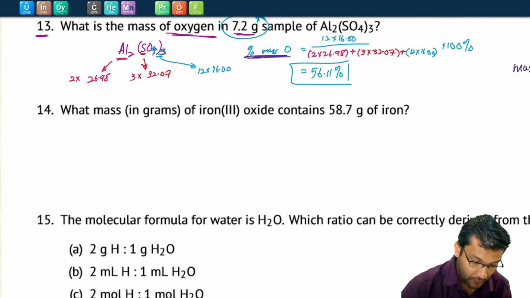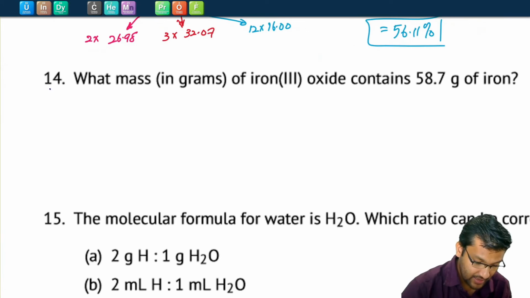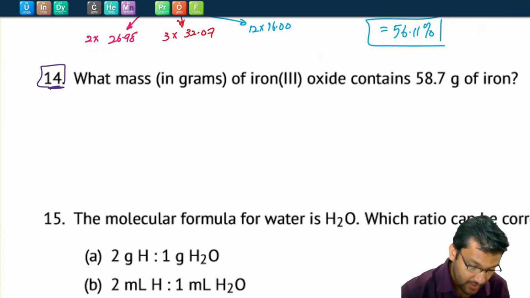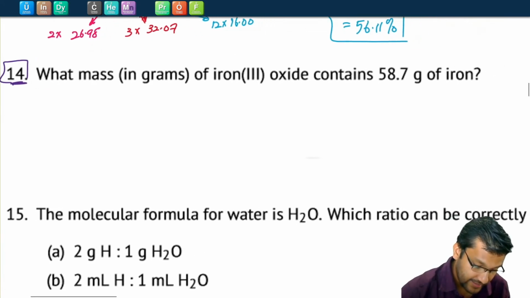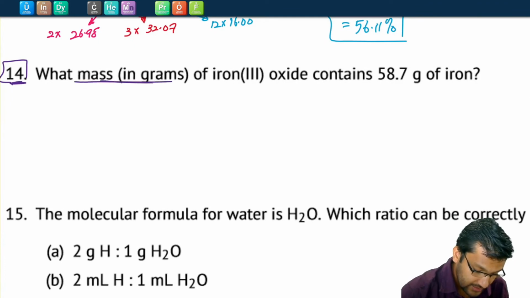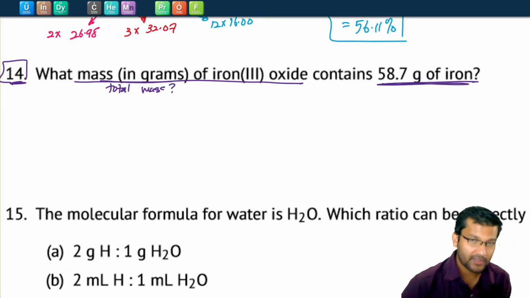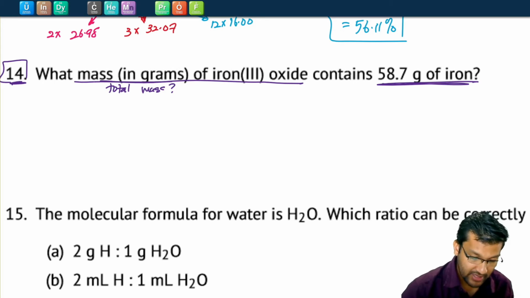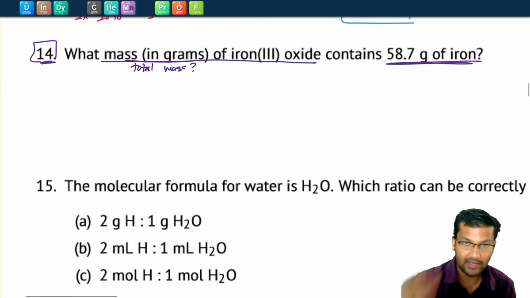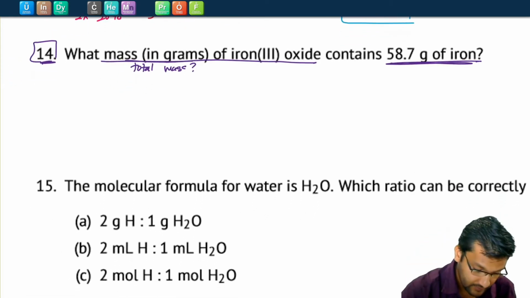Okay, number 14 takes this one step further. Here, we're asked to find the total mass given the mass of iron. See if you can work this one out by yourself. Pause the video, and when you unpause, we'll go over it together.